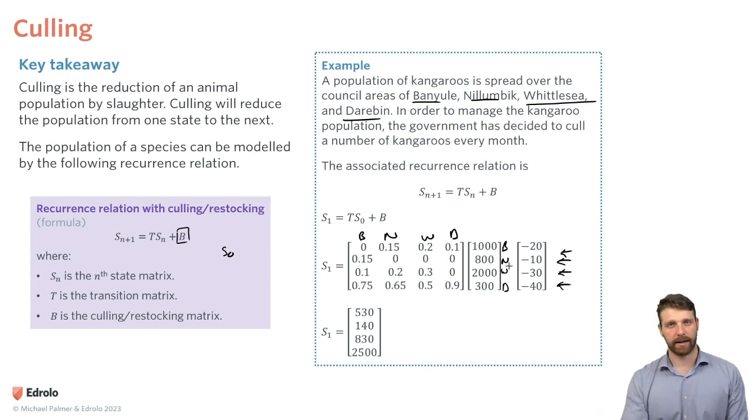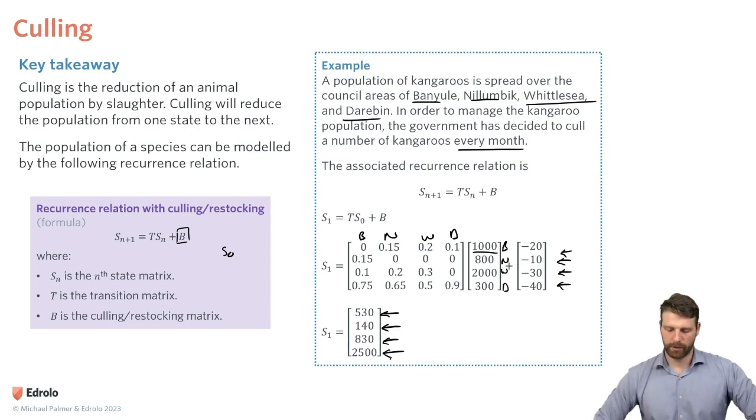And every time we calculate a new state, we remove those again. So we could think about doing this every month, and that's the example that we've got here. Okay, so it looks like if we calculate the populations after 1 month, then kangaroos from Banyule, there's been 1,000, and we've left with 530 after they've moved around, and we've removed some. In Nillumbik, we've got 140 left. In Whittlesea, we've got 830 left, and in Darebin, we've got 2,500, so more than we started with.